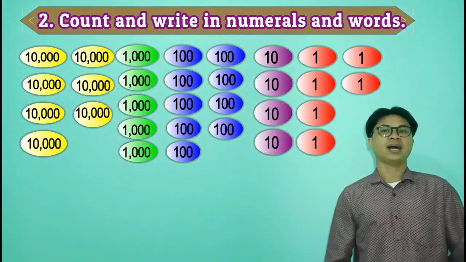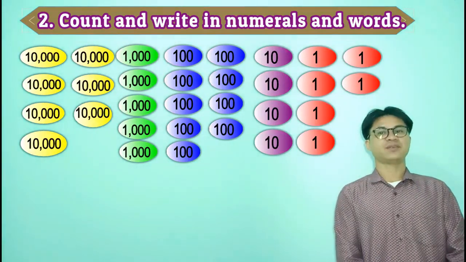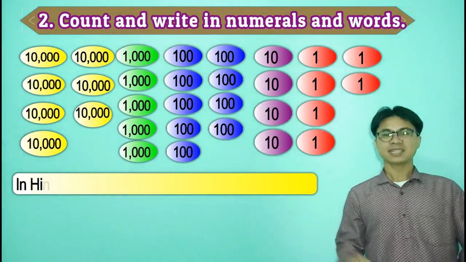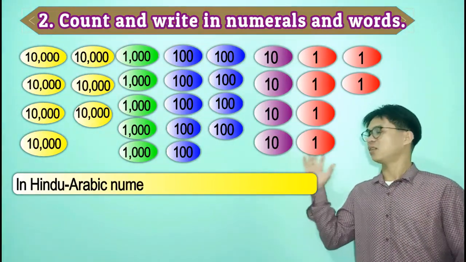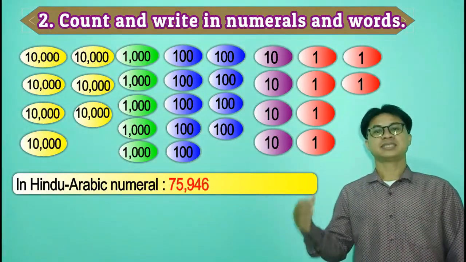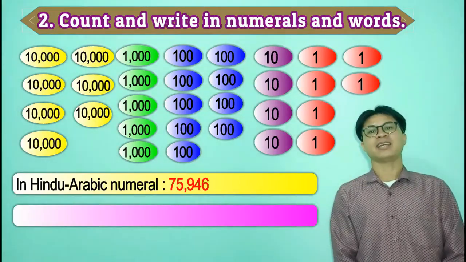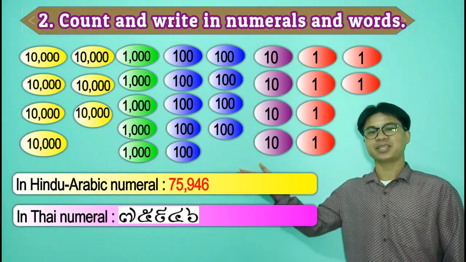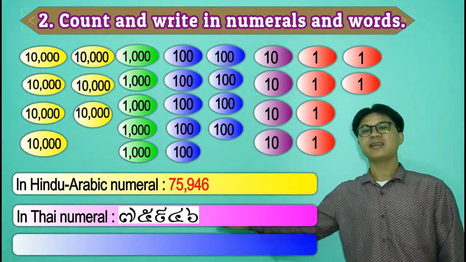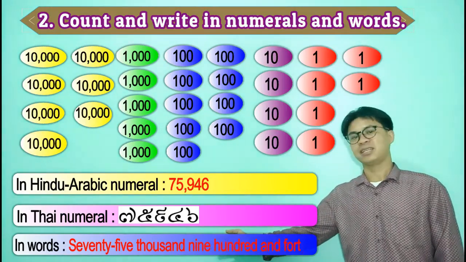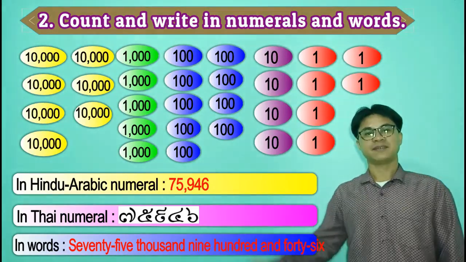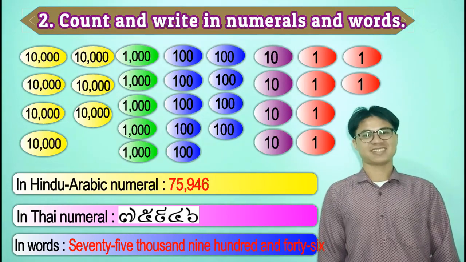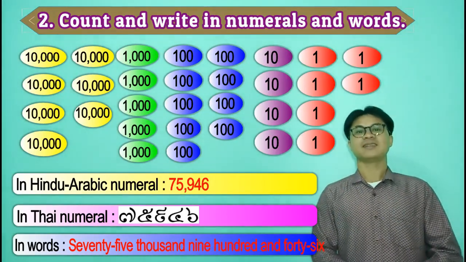How many tens? 1, 2, 3, 4. So there are 4 tens. How many ones? 1, 2, 3, 4, 5, 6. So there are 6 ones. If you add this all together, we get the number 75,946. Okay, you write this in Hindu-Arabic numerals and in Thai, you can see here. And if you write this in words, it would be written like this. 75,946. Okay? If you got the correct answer, very good.